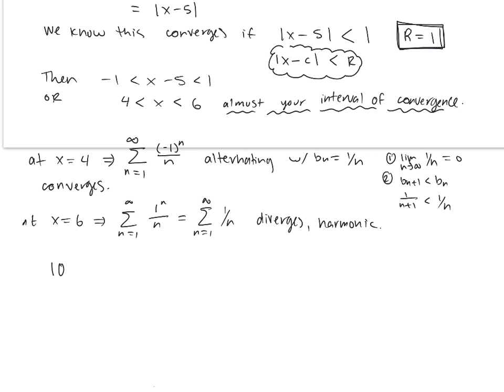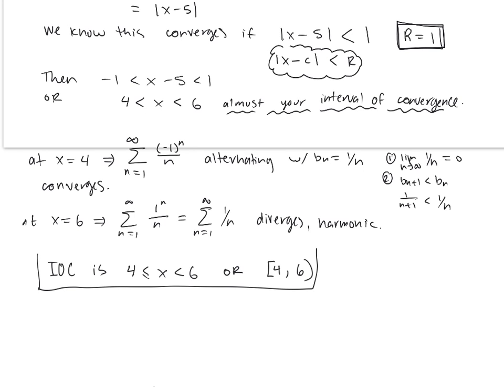So the interval of convergence, I'm going to abbreviate IOC because it's just so long to write, is: you include 4 and don't include 6. Either write it like this, with inequalities, or in interval notation, it's 4 comma 6 with a bracket and parenthesis, exactly. I like that one better. A lot less space. Yeah, either one is good.